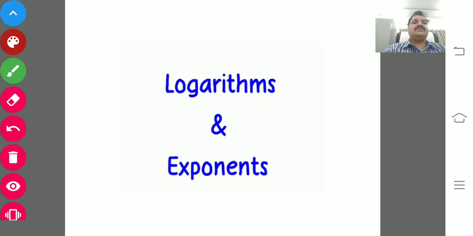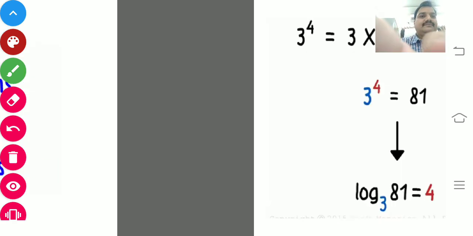Yes, logarithms and exponents. The first and perhaps the most important step in logarithms is to realize that they always relate back to exponential equations. So you must be able to convert an exponential equation into logarithm form and vice versa. So let's have a look.